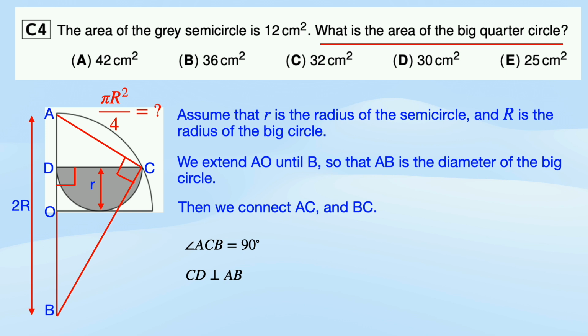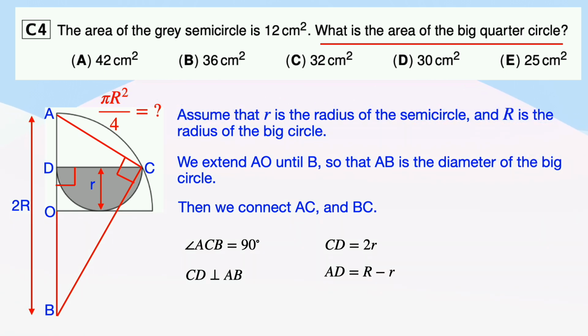Can we also determine the lengths of some segments now? Yes, we can see CD is 2 small r, since it's the diameter of the semicircle, and AD is big R minus small r, and DB is big R plus small r.